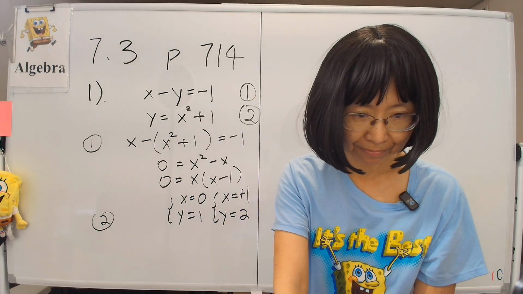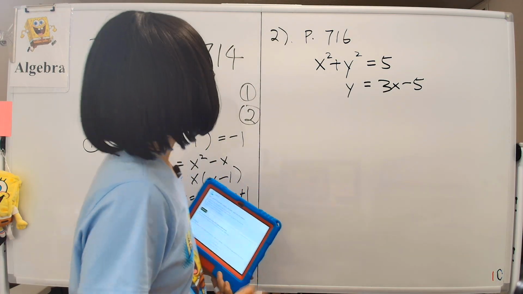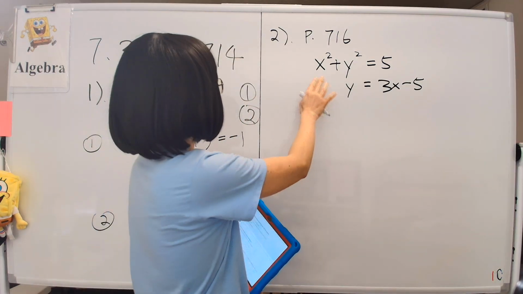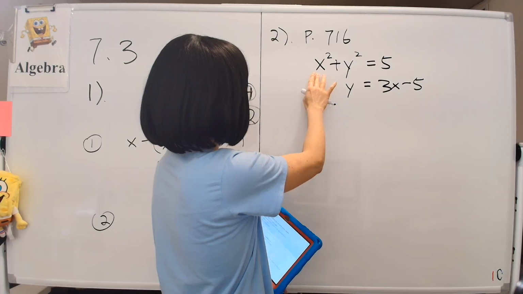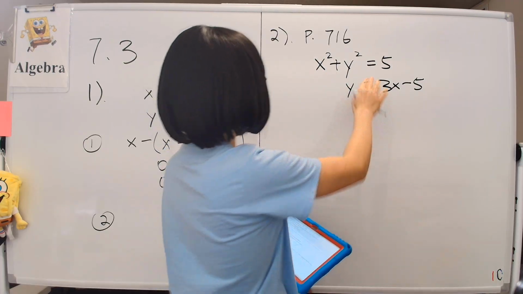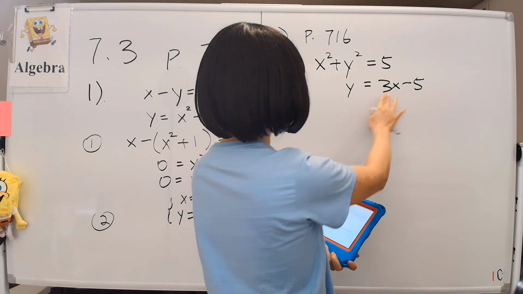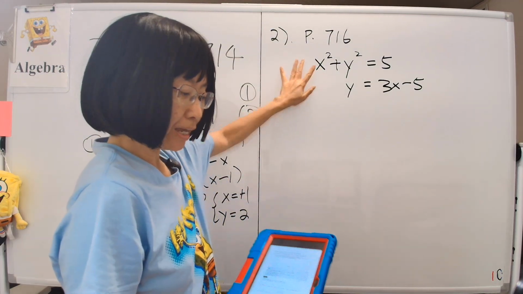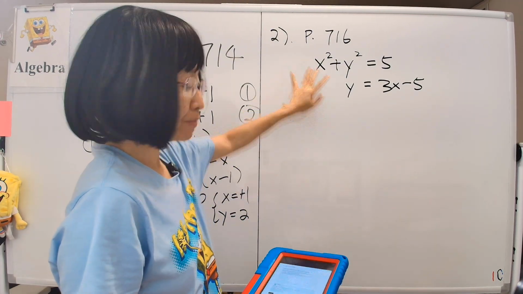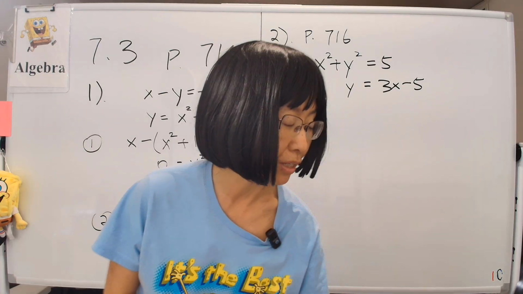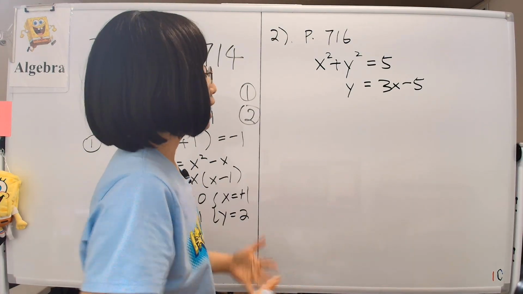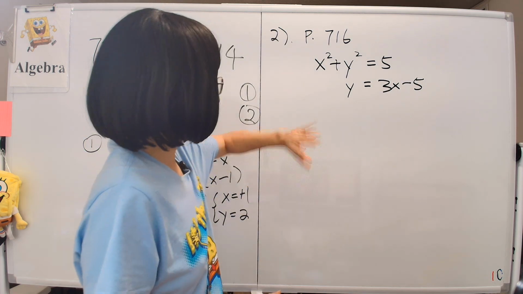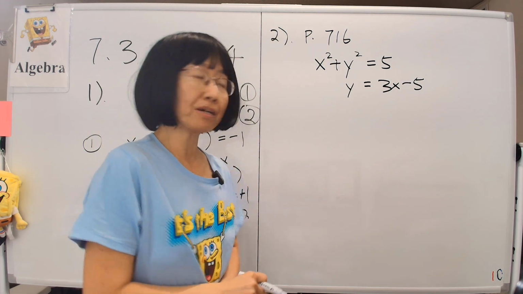So next, let's look at example 2 on page 716. Now we have this equation, x squared plus y squared equals 5, and y equals 3x minus 5. We have never done things like this, okay? The book calls this a circle, but we have never learned about circles or how to plot them. However, at this point, that information is not relevant to us. We'll just plug it in and solve it like we always do.